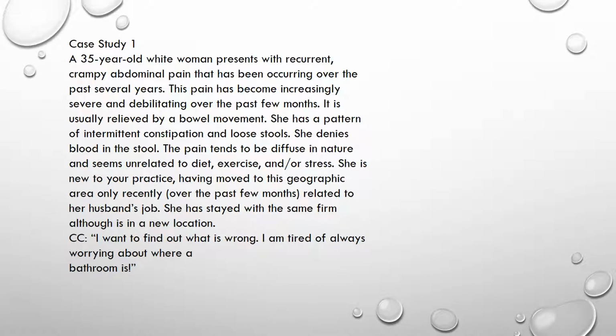Here's another case. A 34-year-old or 35-year-old white woman presents with a recurrent crampy abdominal pain that's been occurring over the past several years. It's getting increasingly severe, usually relieved by a bowel movement, with intermittent constipation and loose stools, and she denies blood in the stool. The pain tends to be diffuse in nature and seems unrelated to diet, exercise, or stress.